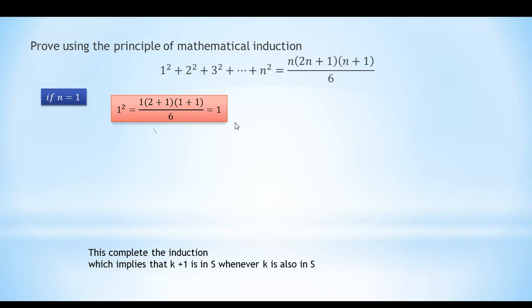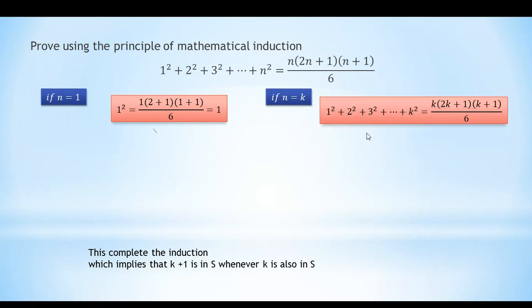For property number 2 of mathematical induction, if n is equal to k, we will have 1 squared plus 2 squared plus 3 squared plus up to k squared is equal to k(2k plus 1)(k plus 1) over 6. We simply substitute k for n.